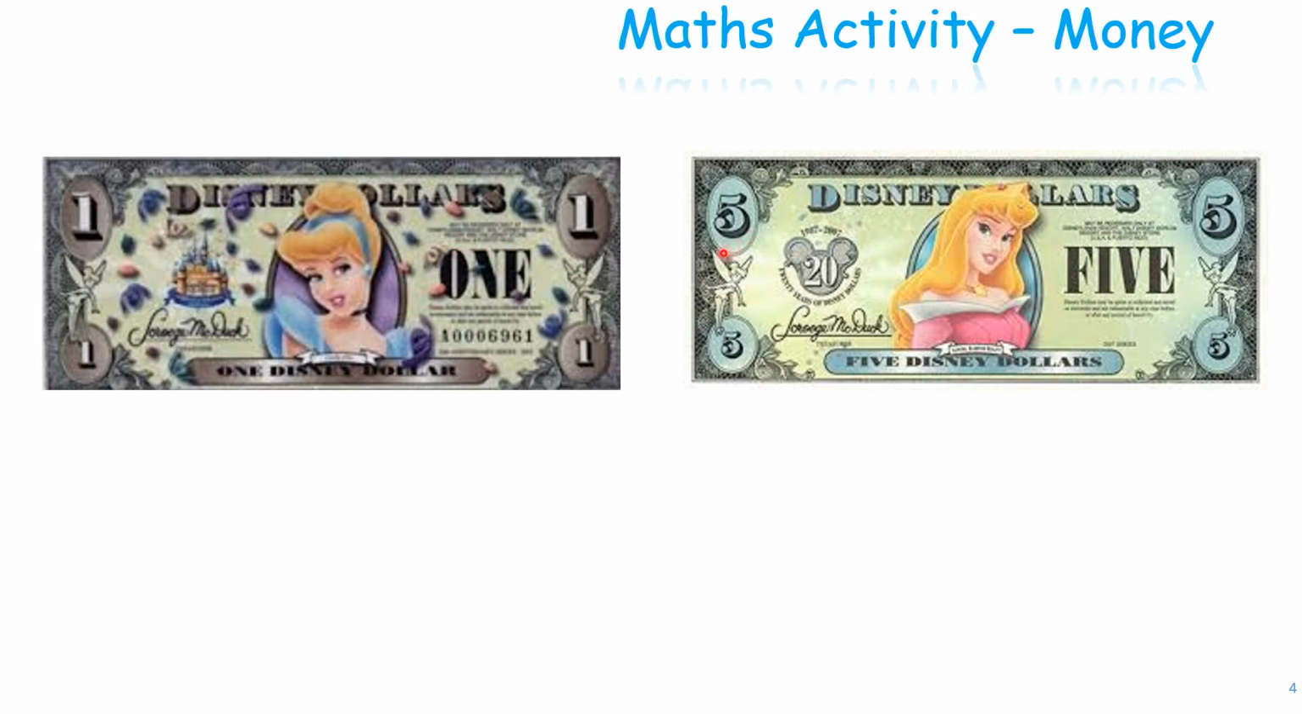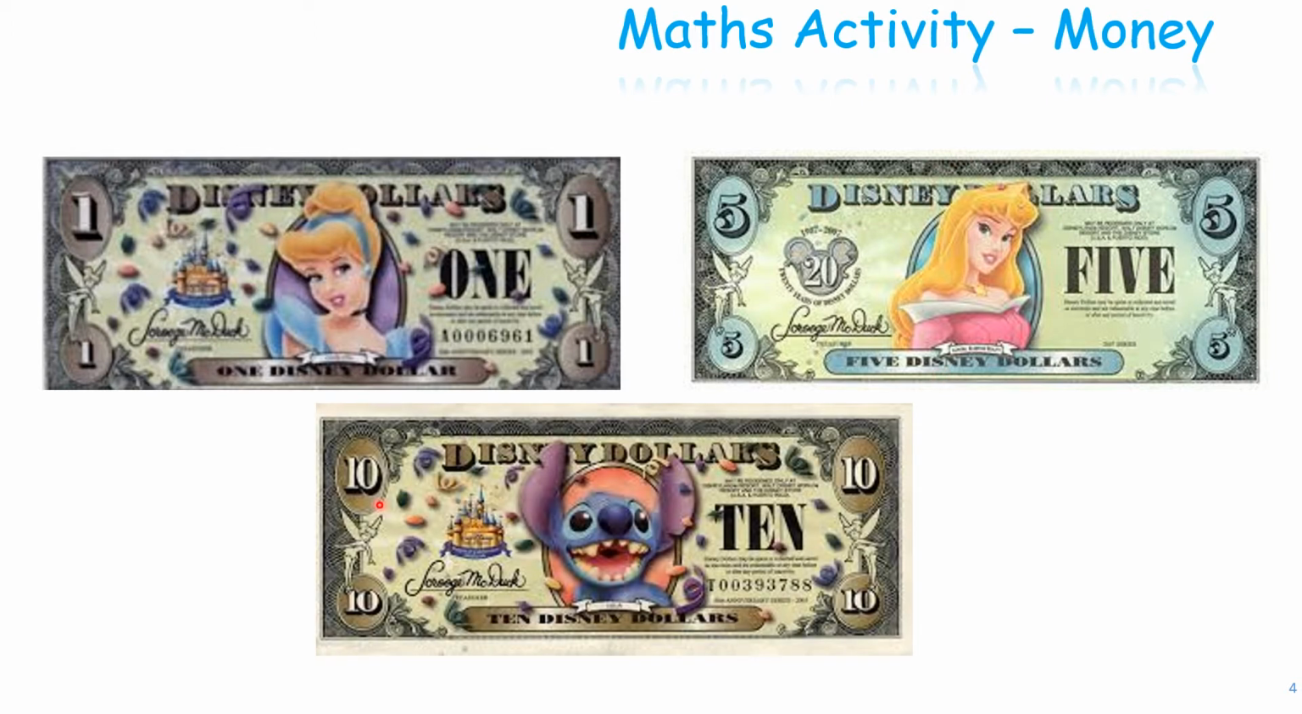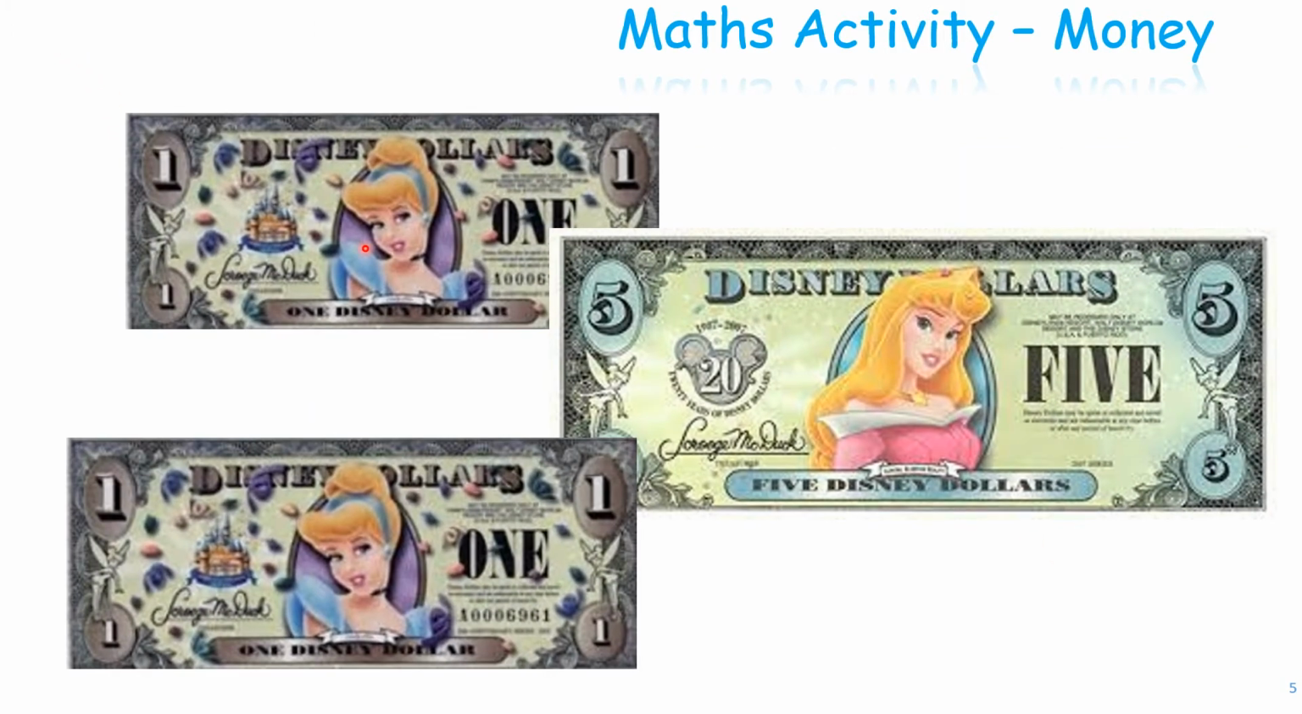And five Disney dollars. So please remember, one Disney dollar with Cinderella. Five Disney dollars with Princess Aurora. And we have 10 Disney dollars with Stitch. 1, 5, and 10. Because I want you to tell me how much. How many Disney dollars do I have?